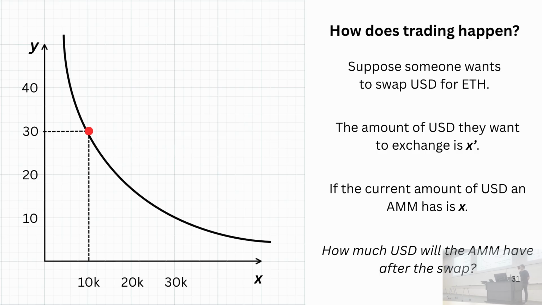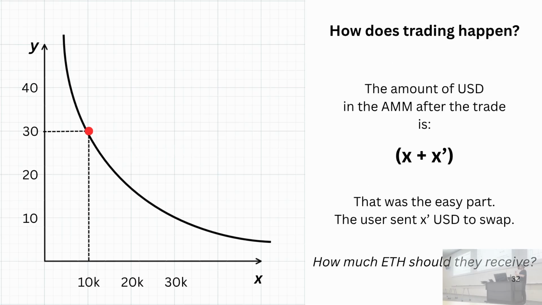So how does trading happen? Again, let's say I'm a trader, and I come to this pool, I say, I want to exchange some X prime amount of USD. I have X prime USD, I want to get ETH. What are you going to quote me? The current amount of USD in the pool is X, and the current amount of ETH in the pool is Y.